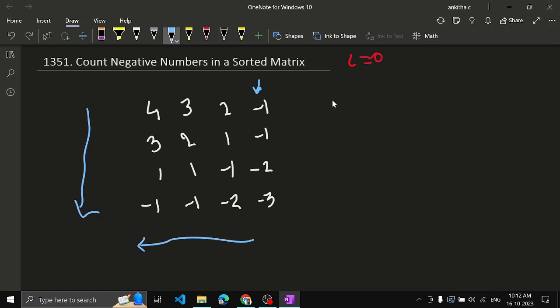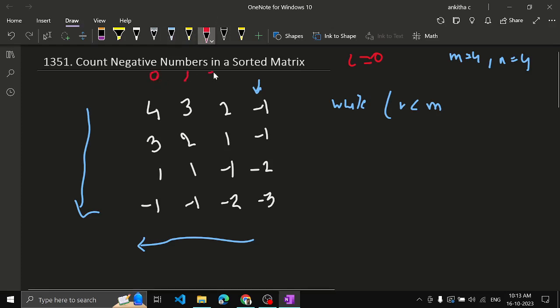So we'll give a condition. While row is less than m. Here m and n are both 4. So m is the row size, n is the column size. So row should be less than 4; 0, 1, 2, 3 is the index you have here, and here also 0, 1, 2, 3. So row should be less than m. And what about column? Since we are moving from right to left, column should be greater than or equal to 0. So this is the condition.